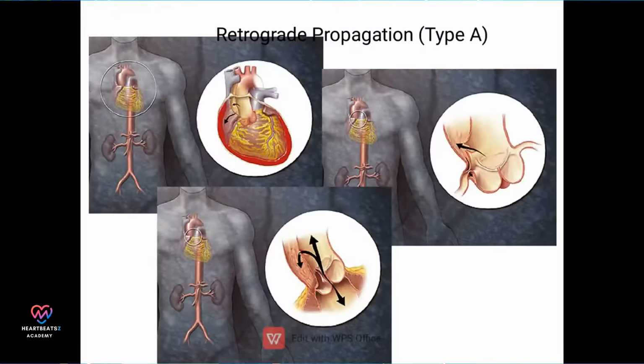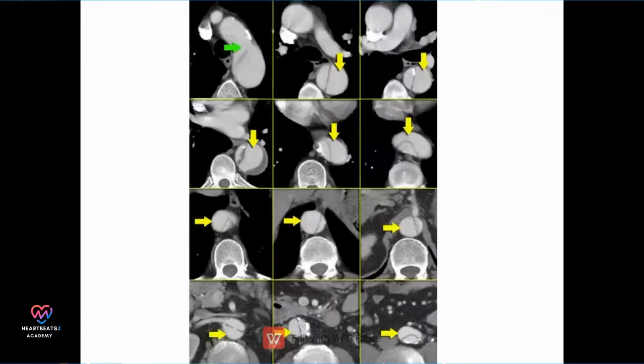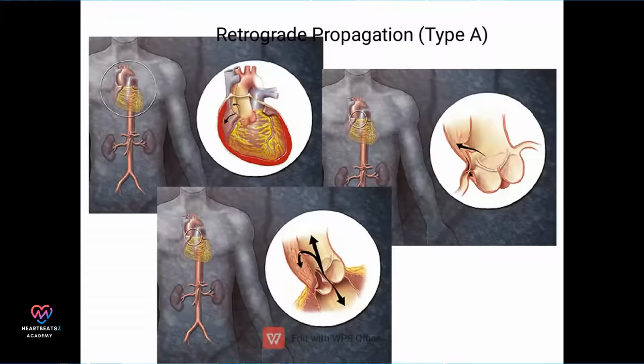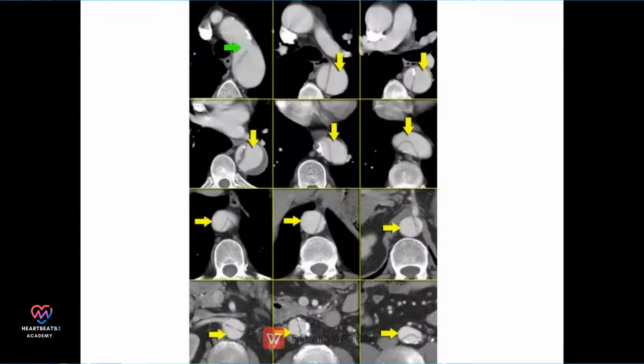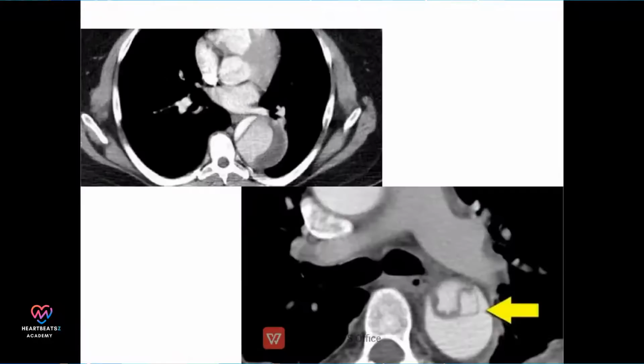Here we discuss anterograde propagation and the DeBakey and Stanford classifications, which are crucial for understanding the extent and severity of the dissection. Retrograde propagation, particularly type A, and intramural hematoma are critical aspects of aortic dissection. This section includes detailed illustrations and CT scan images to aid in diagnosis.